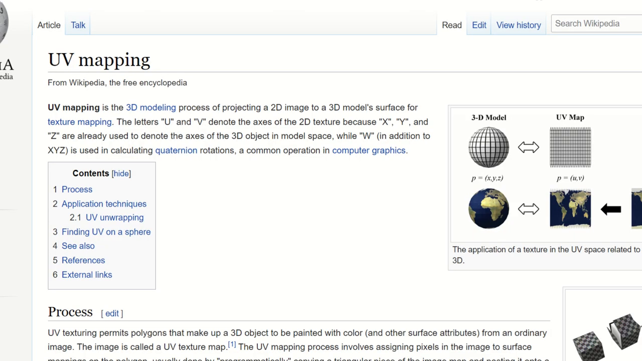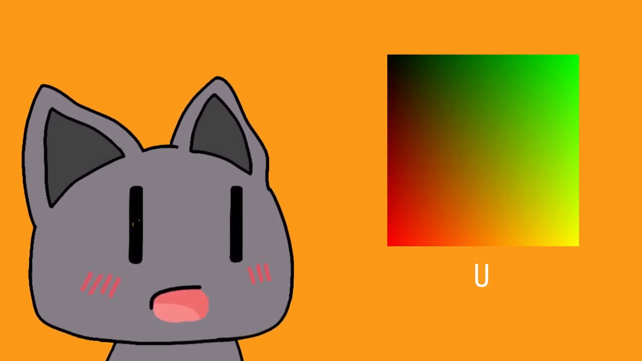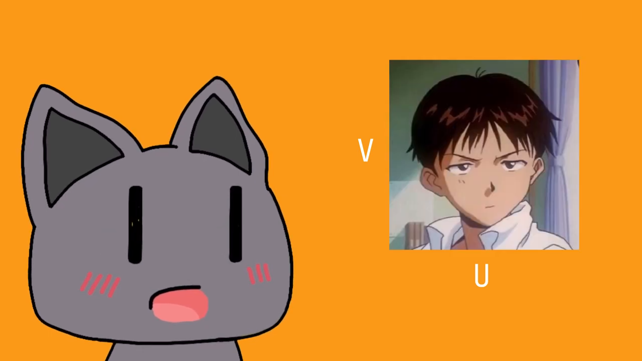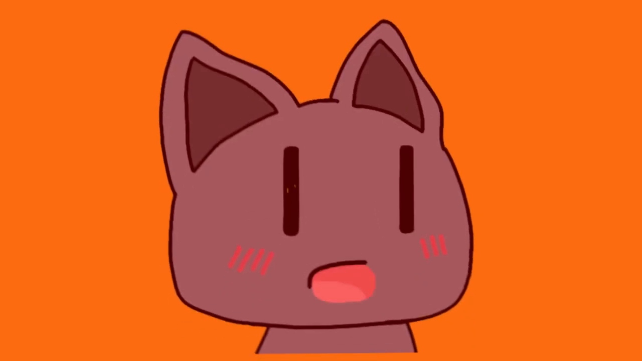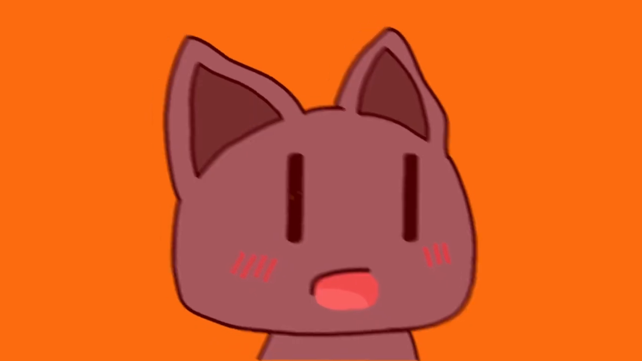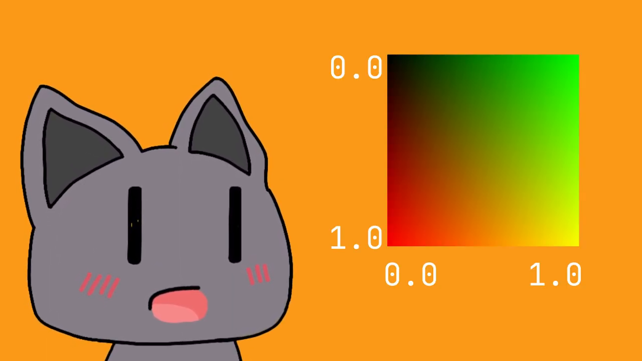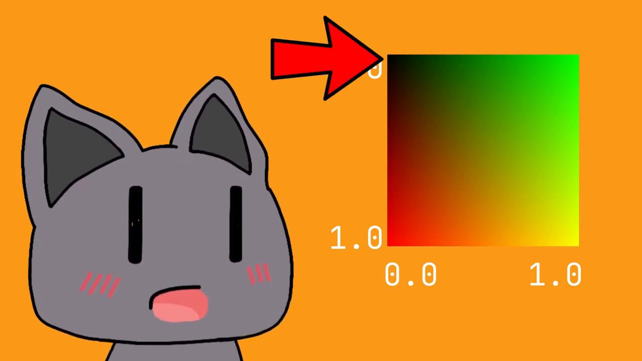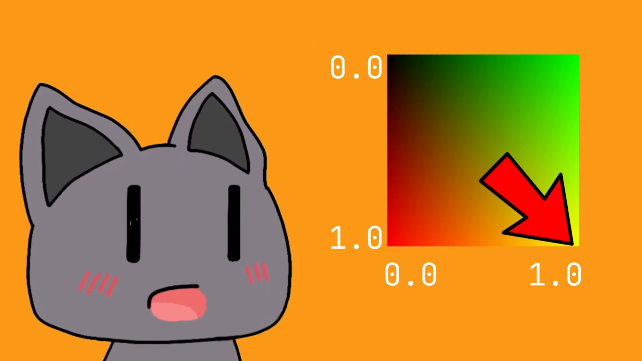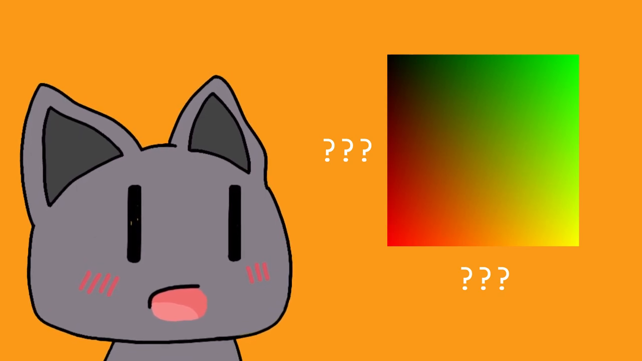This is what the UV system does, where U is the x-axis and V is the y-axis because the creators just decided to name their coordinates after letters that absolutely no one is familiar with. The UV runs from 0 to 1 on both axes, meaning that 0,0 is the top left of the texture and 1,1 is the bottom right of the texture regardless of what its resolution is.